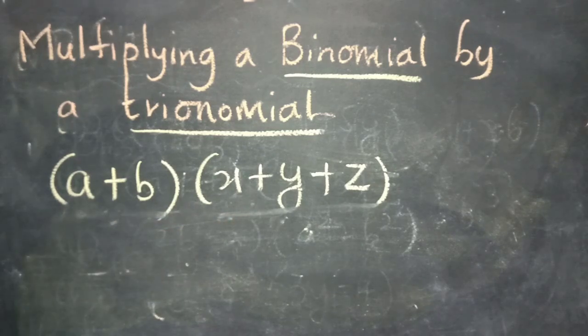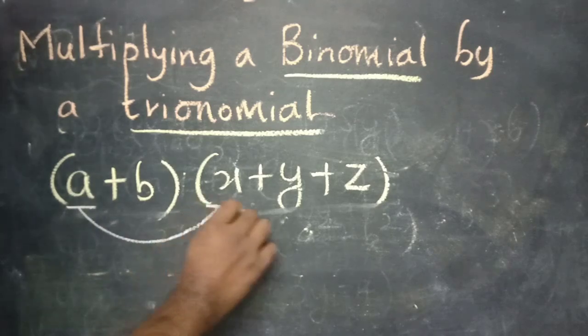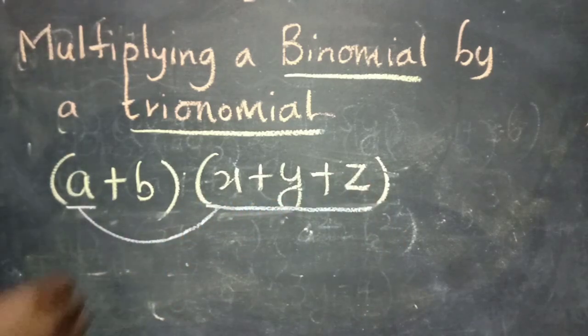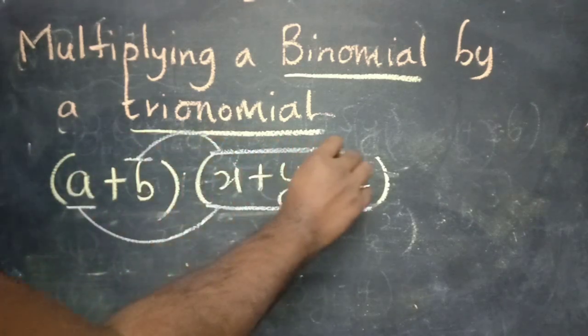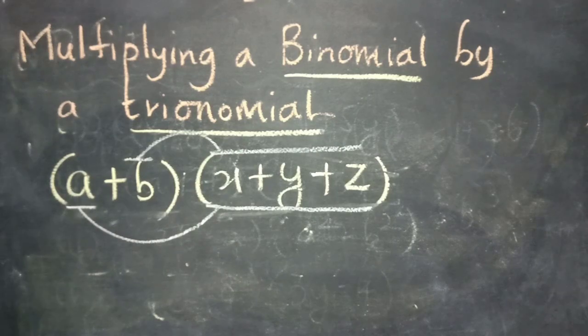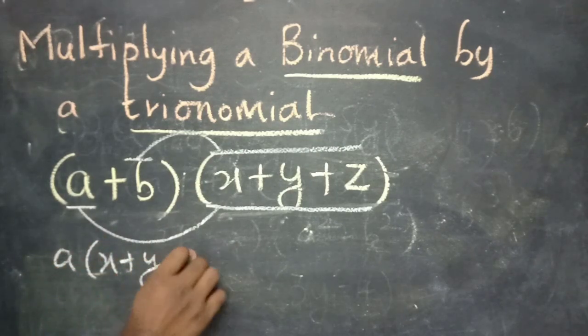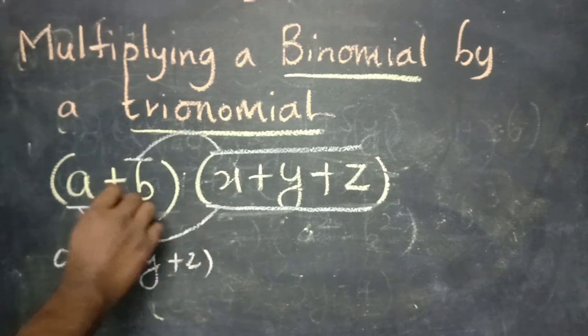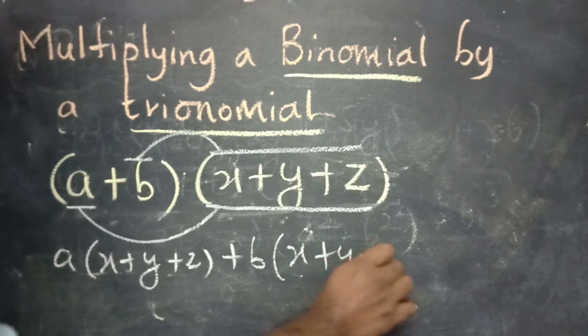trinomial. Now the same way, take the first term of the binomial and multiply with the whole trinomial. Now take the second term of the binomial, then multiply with the whole terms of the trinomial, that is a times x plus y plus z. The same way, plus b times x plus y plus z.